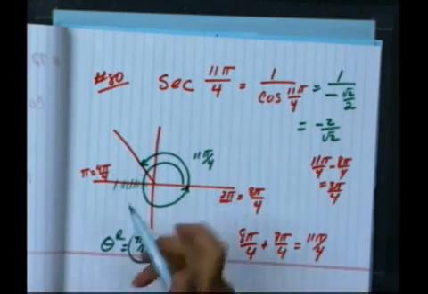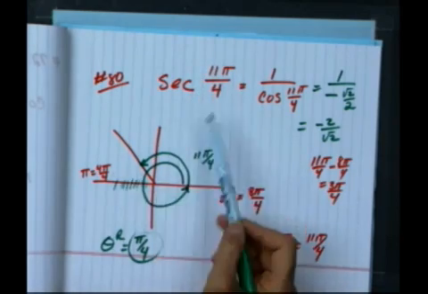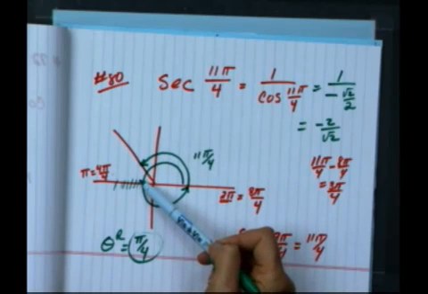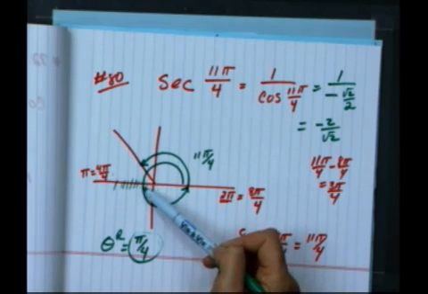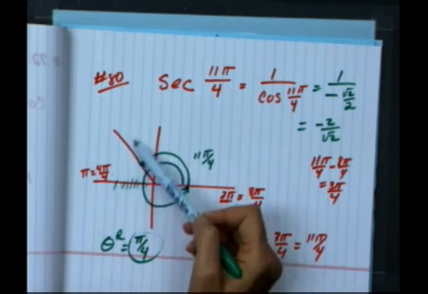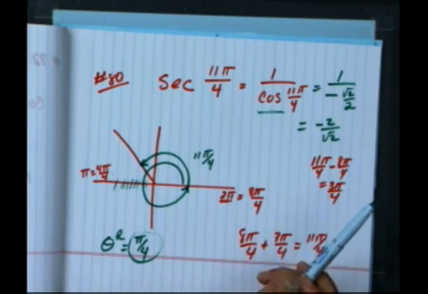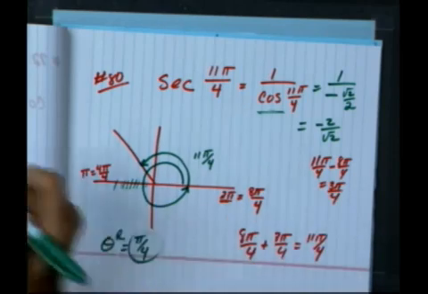So what do you need to do? You need to find where the terminal side is, get your reference angle. If you know where your terminal side is, you know if your adjacent is negative or your opposite's positive or whatever, and then use your special trig functions. Okay?